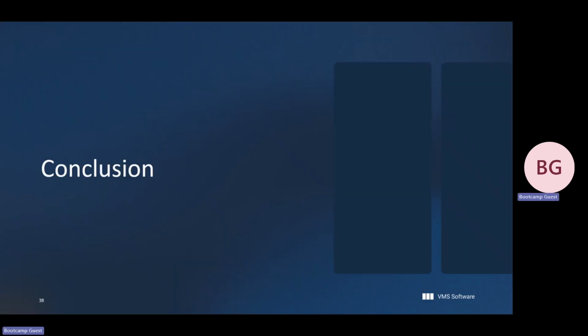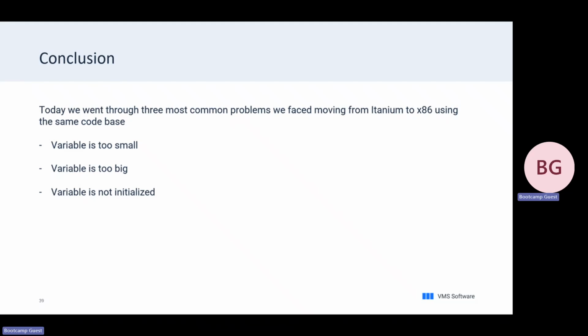Okay, I'm nearly finished. So the most common problems we face during moving from i10 to x86 are these three ones: variables too small, variables too big, and variable is not initialized. It was in different products, in layer products, in compiler itself. It works, but when moving up to x86, it stopped working. So that's all for me today. Any questions?